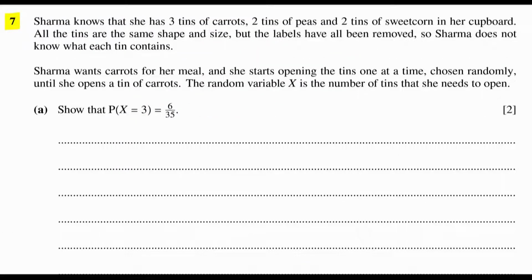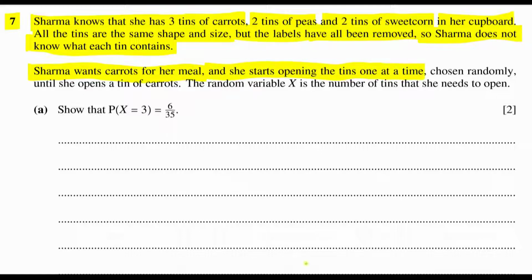Number 7, the last question of this paper. Sharma knows that she has 3 tins of carrots, 3 tins of peas and 2 tins of sweet corn in her cupboards. All the tins are the same shape and size, but the labels have been removed, so Sharma does not know what each tin contains. Sharma wants carrots for her meal, and she starts opening the tins one at a time, choosing randomly until she opens a tin of carrots. The random variable X is the number of tins that she needs to open.